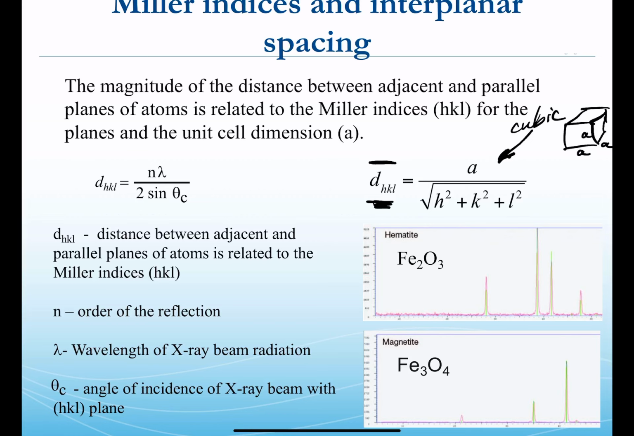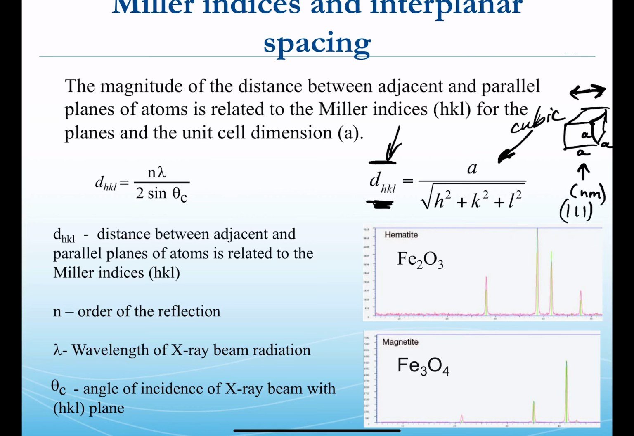So of course our numerator has a dimension in, say, units of nanometers, and if we were talking about the 1, 1, 1 set of planes, our denominator would be 1 squared plus 1 squared plus 1 squared, which is of course 3, and so root 3 would be the denominator in this example. And if we knew the a value for the unit cell in question, then we could predict what the 1, 1, 1 interplanar distance would be. Okay.